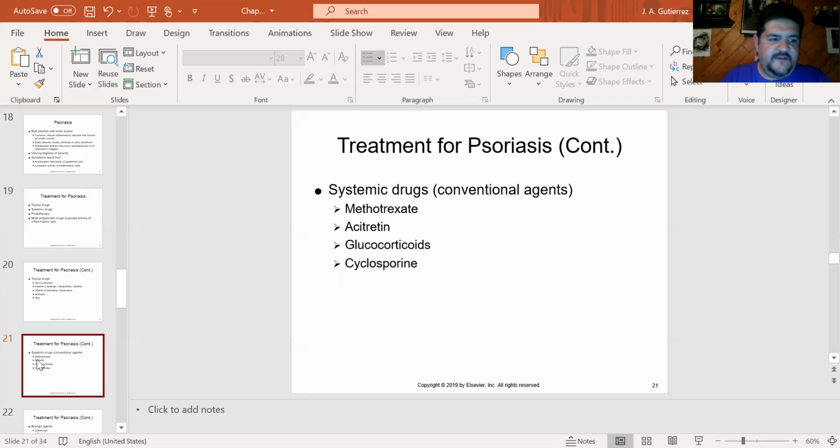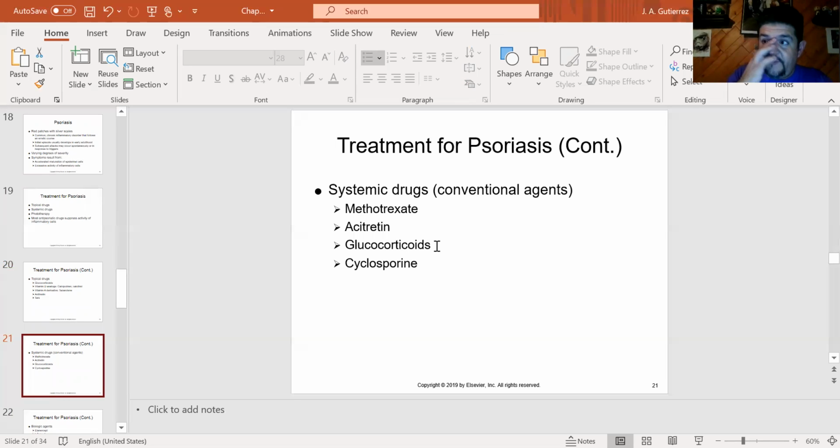Also, systemic drugs, if the psoriasis is too severe, now we need to block the inflammation process. And well, we already talked about methotrexate, glucocorticoids, cyclosporin. The new one on the list is acitretin, but all of them are immune suppressors. They block the immune system. So the adverse effect of systemic immune suppressors is infections. We talked about it. Regarding glucocorticoids, same thing, because they are able to increase glucose levels. We need to be careful if the patient is diabetic.